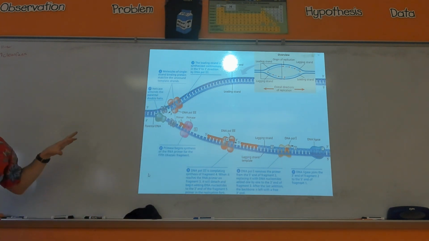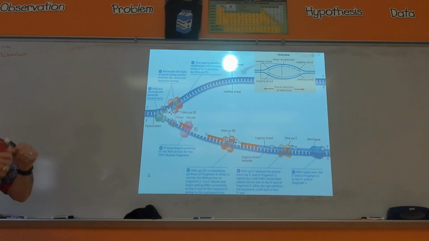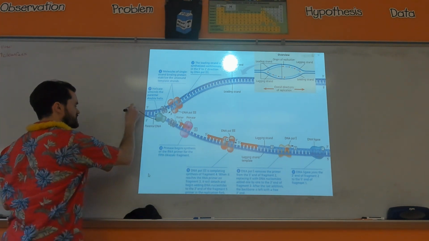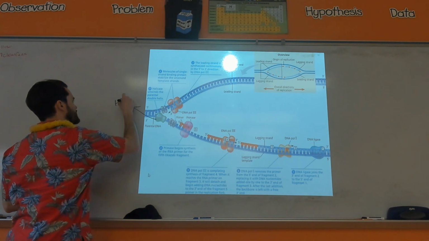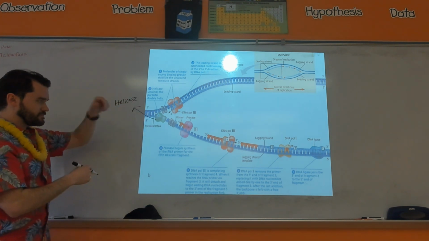Getting into how DNA replication works, there's a lot going on in this picture. Let's begin with DNA, that double helix. Before we can do anything in replication, we have to use helicase. So that's this protein right here. We need helicase to unzip the DNA. So this helicase unwinds it.